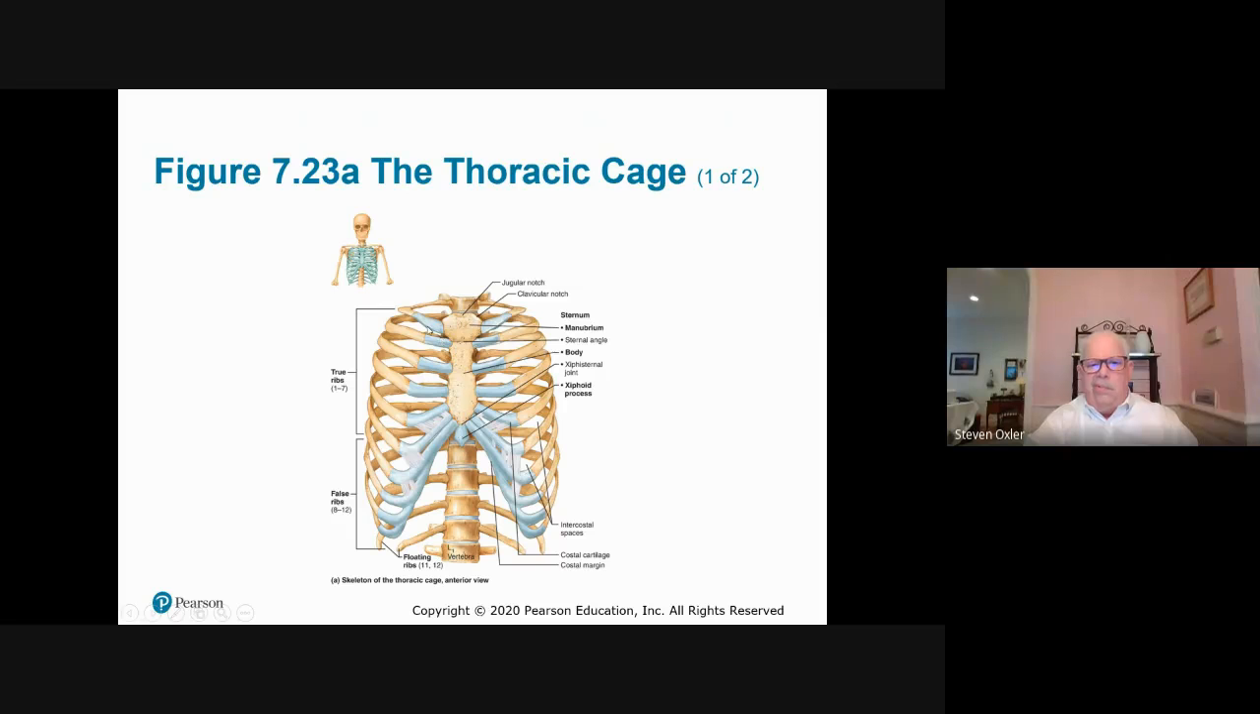Here are your ribs. I want you to know about the ribs. You have 3 kinds of ribs. True ribs attach to the sternum, 1 through 7. You also have false ribs, which basically attach to each other and then attach to the sternum. And then you have floating ribs, which do not attach to the sternum. So you have true ribs, false ribs, and floating ribs.